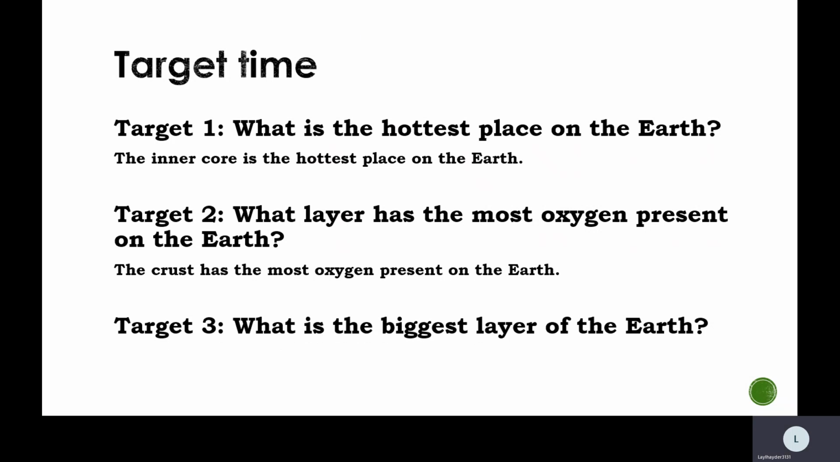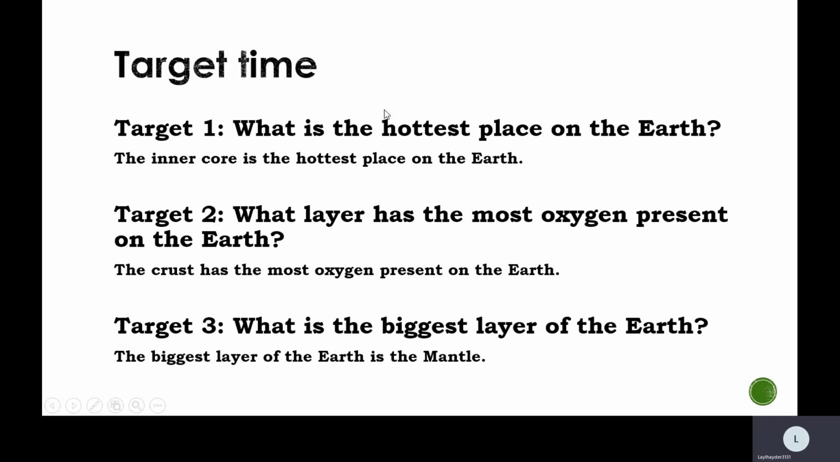Now target 3 asks, what is the biggest layer of the Earth? I'll give you another 10 seconds for this question. Yes, that is correct. The biggest layer of the Earth is the mantle.